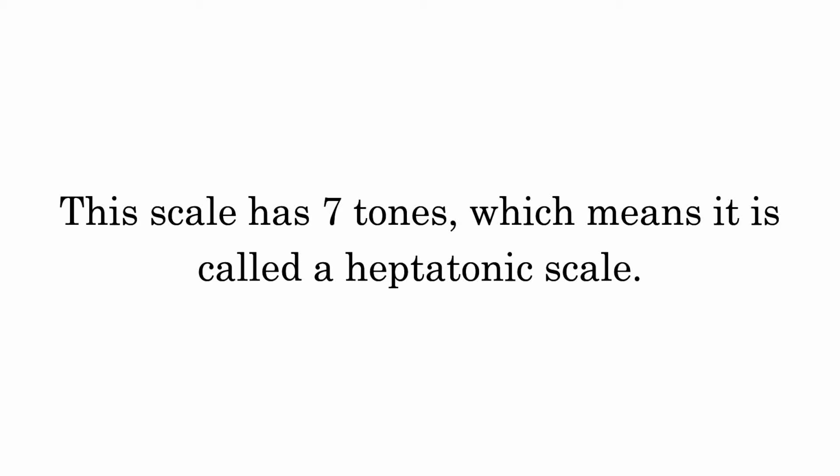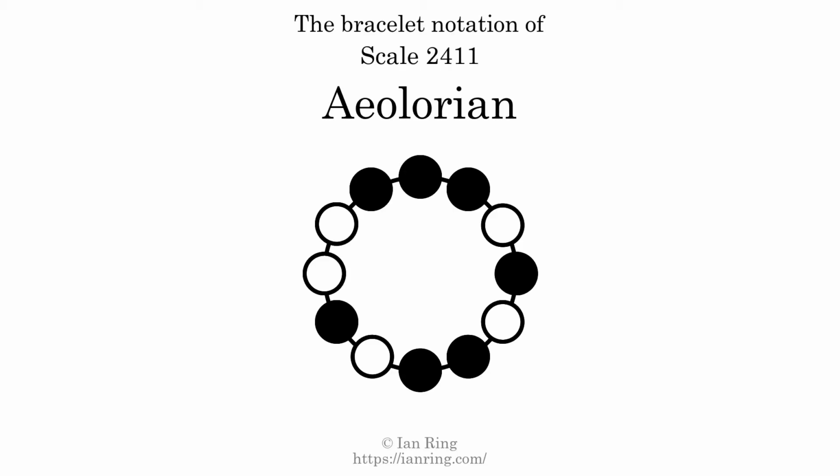This scale has 7 tones, which means it is called a heptatonic scale. This is a bracelet notation diagram of scale 2411. The shaded circles represent tones that appear in the scale, and they are read clockwise, starting at the top.